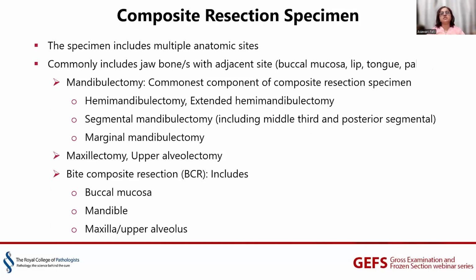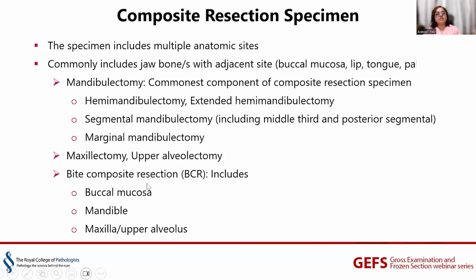What is composite resection? When we are saying composite resection, it usually includes multiple anatomic sites and usually one of them is bone, and most common is jaw bones. Amongst that, mandibulectomy is more common, and mandibulectomy with adjacent organs. So it can have buccal mucosa, it can have lip, tongue. Sometimes, if it is maxillectomy, then that will include upper alveolus, palate, and buccal mucosa. So mandibulectomy, there are different types of mandibulectomies: hemimandibulectomy, extended hemimandibulectomy, segmental, marginal, and so on. Maxillectomy, we are going to discuss that in the next section.